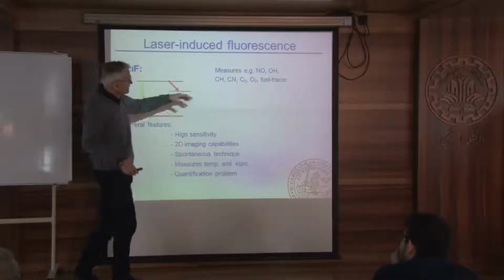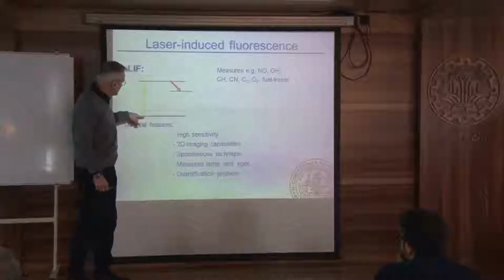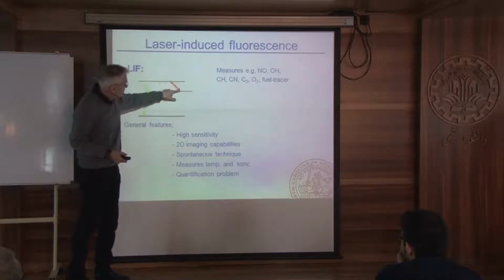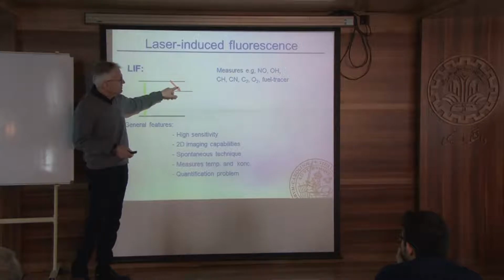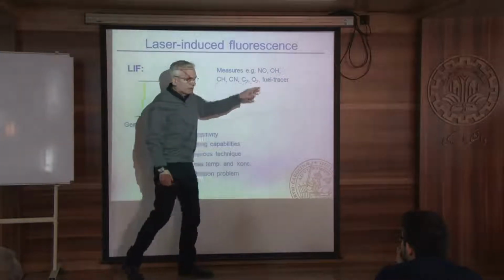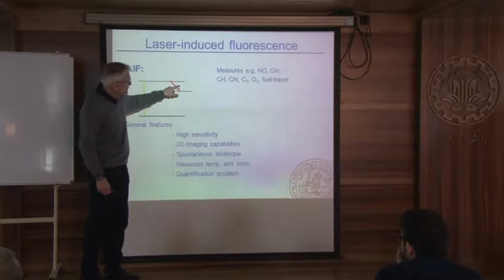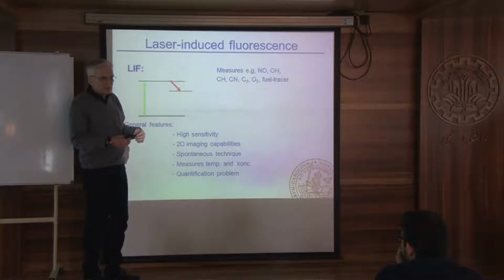So for example, if we want to detect NO, we know that you have to have an absorption wavelength at around 226 nanometer. You know that the emission that will take place is between 250 and 300 nanometer. For OH, you know that this is at 280 nanometer, this is at 310 nanometer, and so on and so on. So all of these wavelengths are very well known.